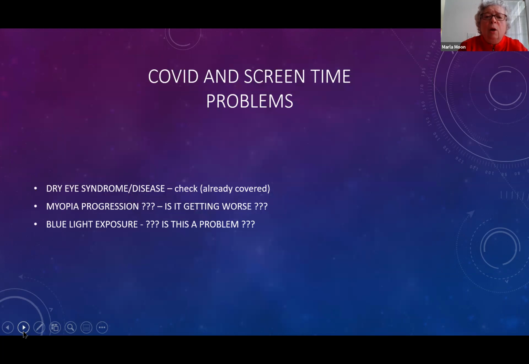So again, reiterating some of the things we've already talked about with regard to screen time. What are the visual problems? The dry eye, we've already talked about that, so we can check that off. But there's some other things. Myopia progression: for individuals that have nearsightedness, myopia, are the numbers going to be increasing? And the severity of the myopia, is it going to get worse? We're going to talk about that. And then we're also going to talk about blue light exposure. So many of our electronic devices have this. Is this a problem? Next slide, please.